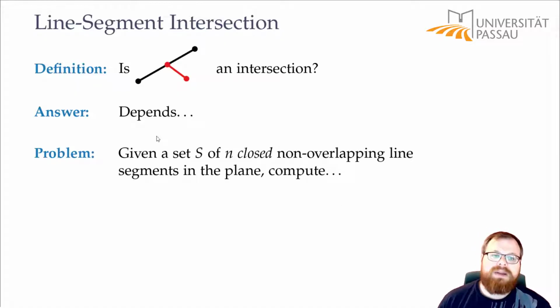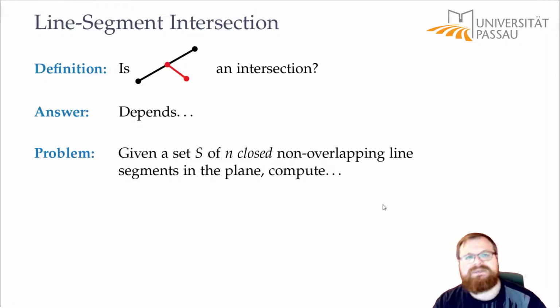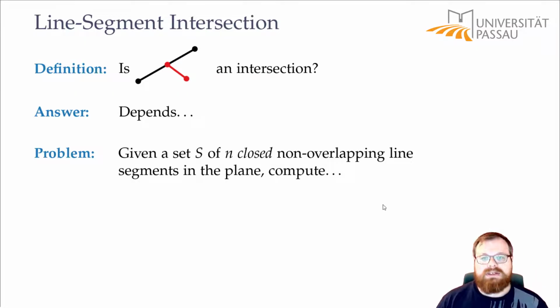So in this problem we are given a set S of n closed non-overlapping line segments in the plane. So it cannot be that you have a river that's below a road, and you also cannot have two roads that are above each other. Then we will only model them as a single road.